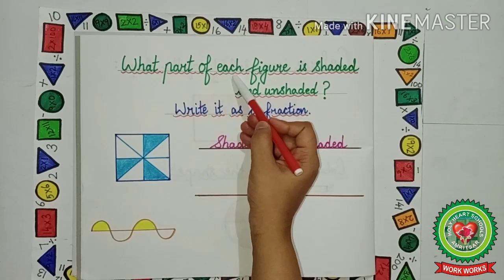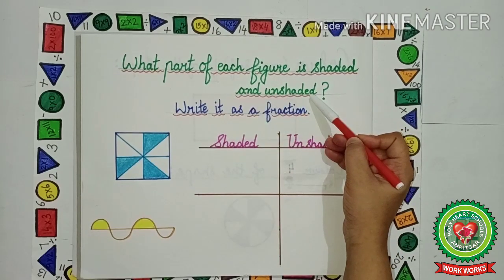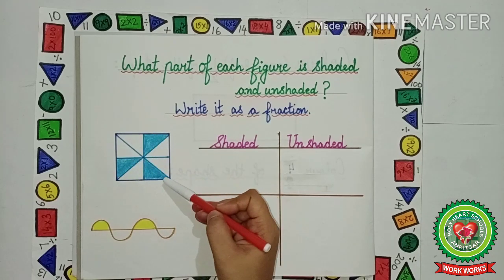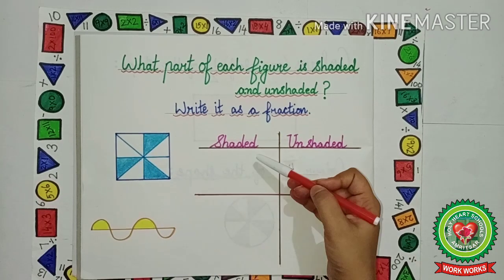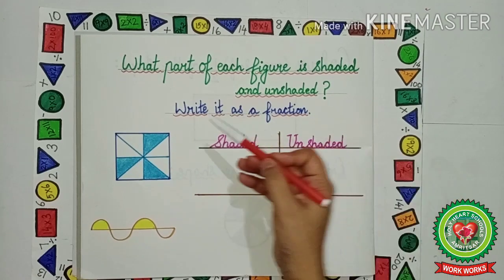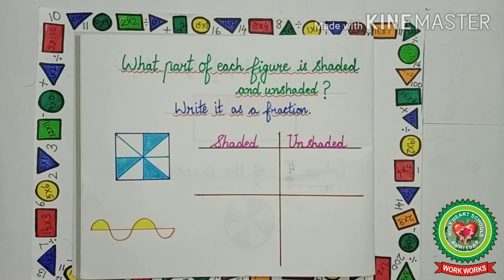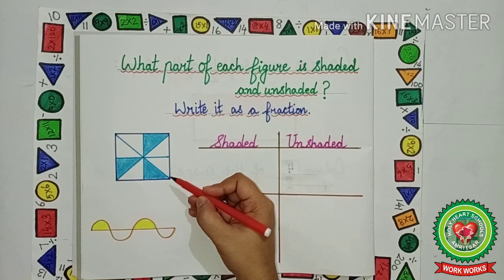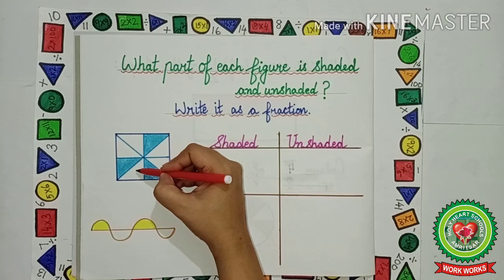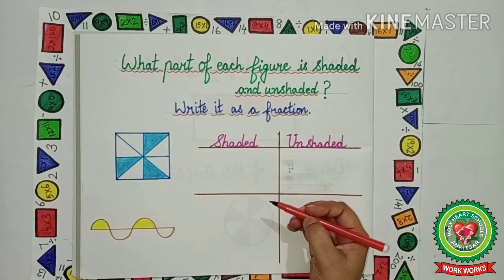What part of each figure is shaded and unshaded? That means the figure is given to us and it has been shaded. We have to write how many parts are shaded and how many parts are unshaded. We have to write it as a fraction. So let us first count how many equal parts are there. 1, 2, 3, 4, 5, 6, 7 and 8. That means total parts are 8.